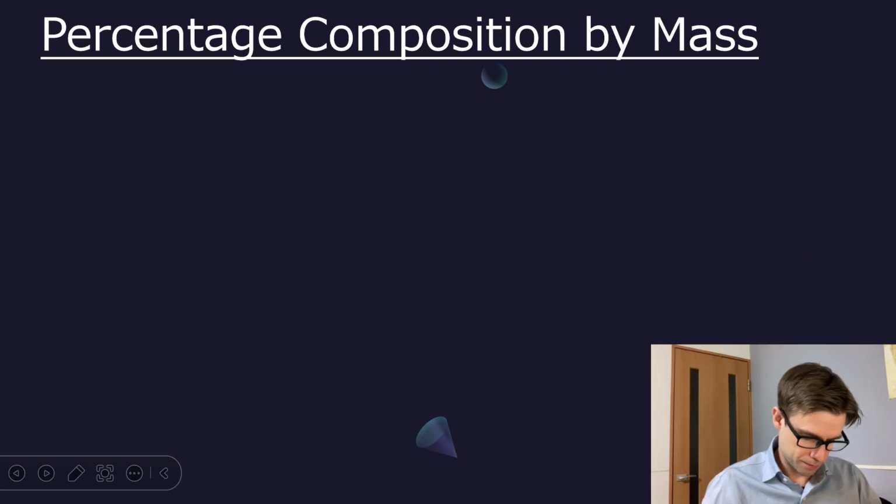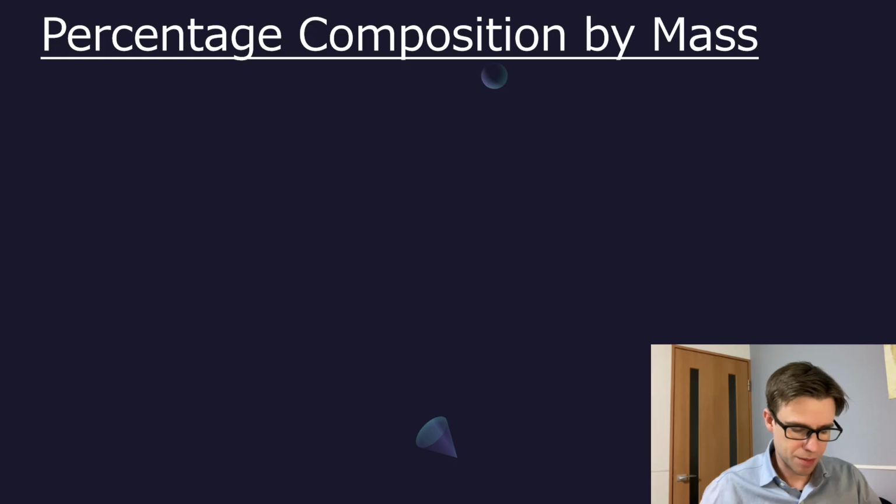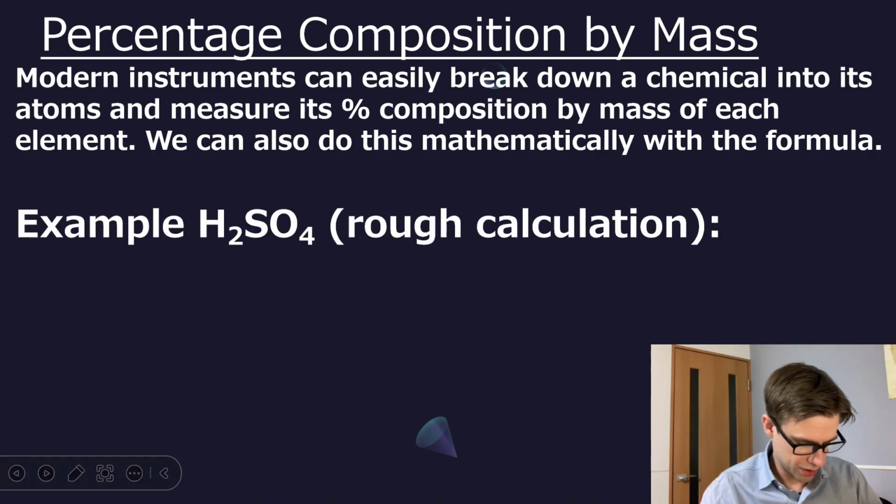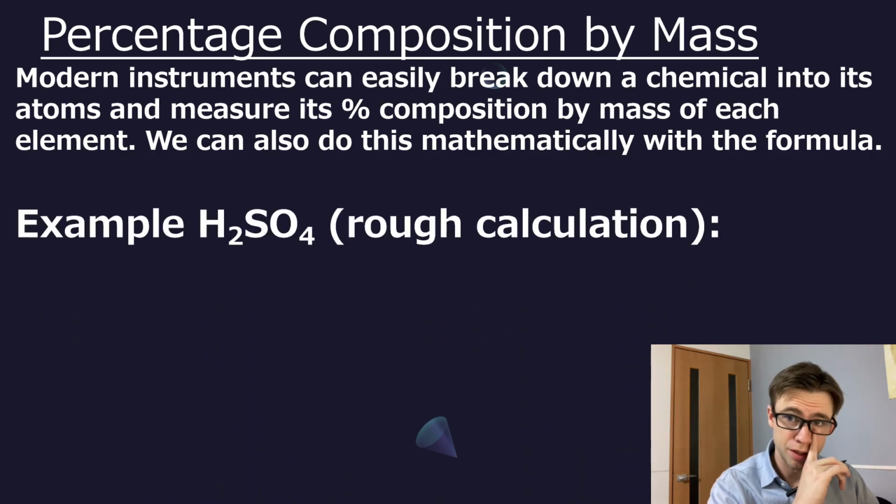Okay. So percentage composition by mass. This is also a really important idea. Modern instruments can easily break down a chemical into its atoms and measure percent composition by mass of each element. We can also do this mathematically with the formula, if we have the formula. So how do we do that? Let's take a random, medium complexity formula, H2SO4.